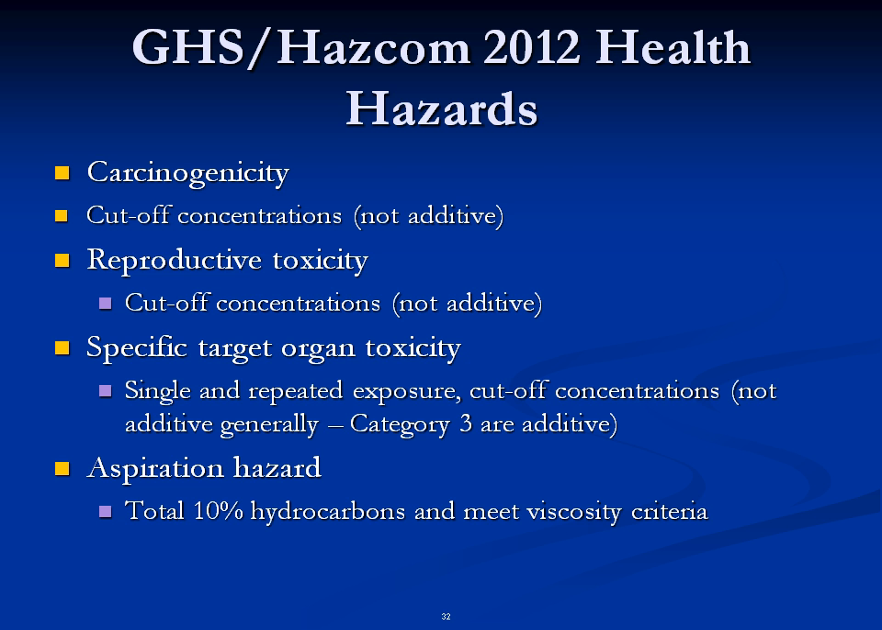And then finally, aspiration toxicity is a cutoff of 10% total hydrocarbons that also meet the viscosity criteria. So this is a two-part thing. If you only had 8% hydrocarbons, you wouldn't need to worry about the viscosity. But if it's 11% hydrocarbons, then you have to consider the viscosity to see whether your product meets the criteria for being an aspiration hazard.